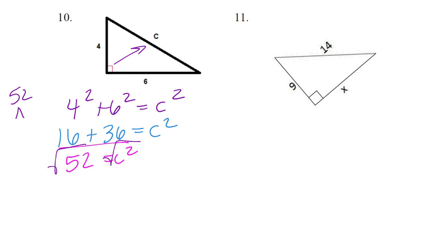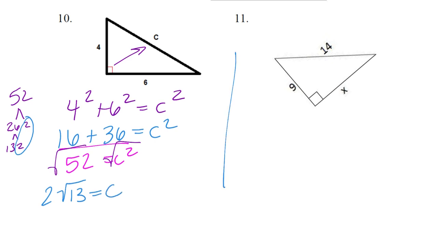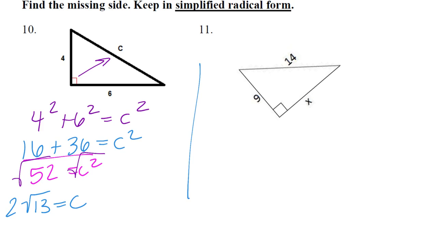So 52 is 26 and 2. 26 is 13 and 2, which means I have a pair of 2's. So 2 root 13 equals C. All right, looking at 11. It's turned a little sideways. That's okay. So we still have A, and we're looking for B, and we have C.